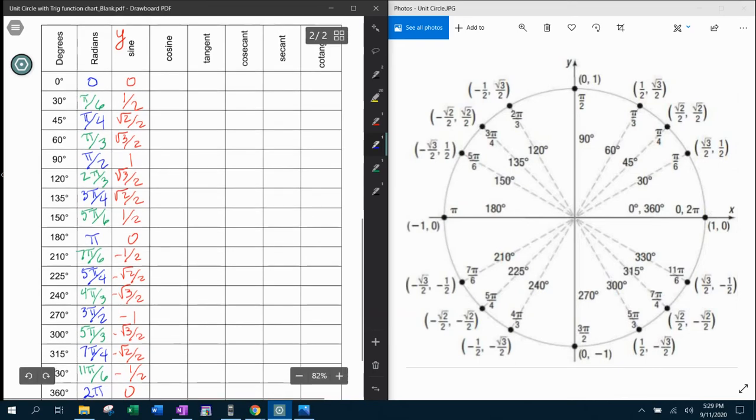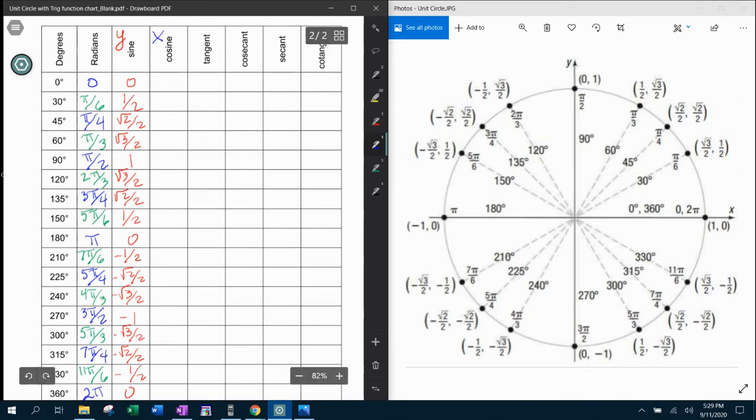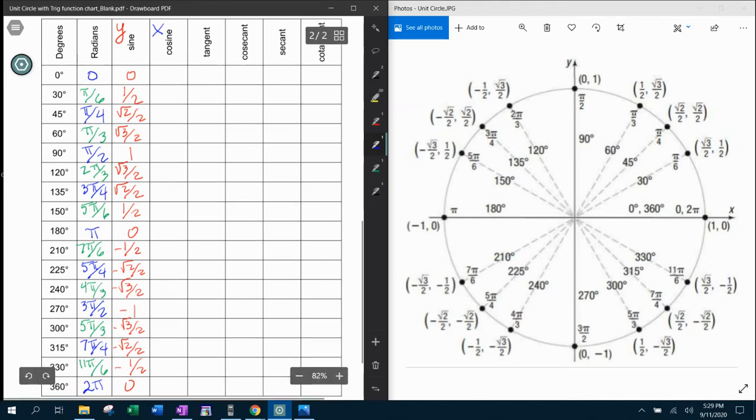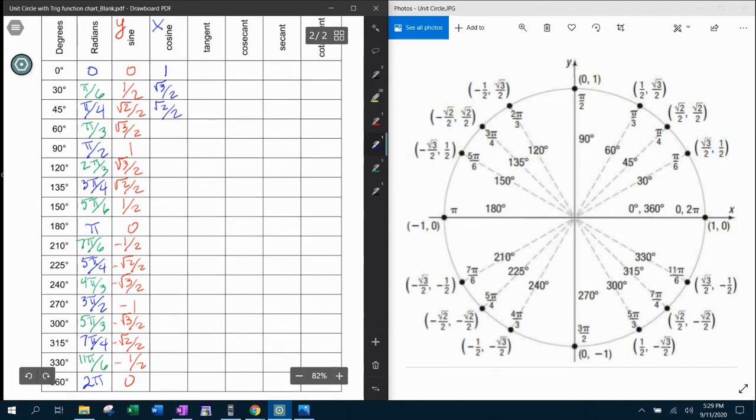Did you know that in the unit circle, cosine is x? So now we're just going to go around the circle and grab the x coordinates, okay? Starting at 1. And then we've got square root of 3 over 2, square root of 2 over 2, 1/2 and 0. And then going into the second quadrant, we've got negative 1/2, negative square root of 2 over 2, negative square root of 3 over 2, negative 1.